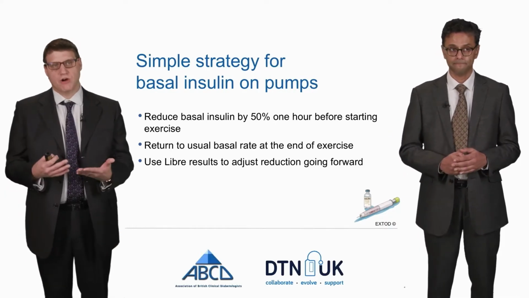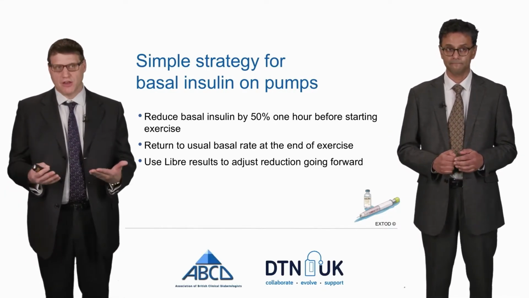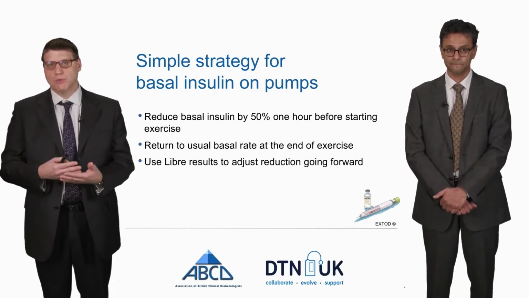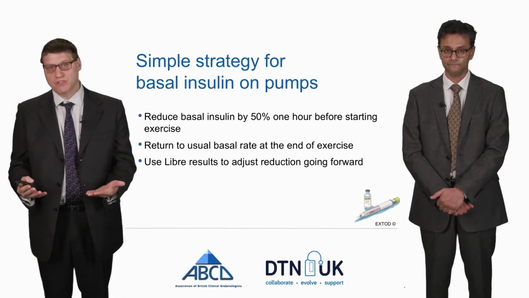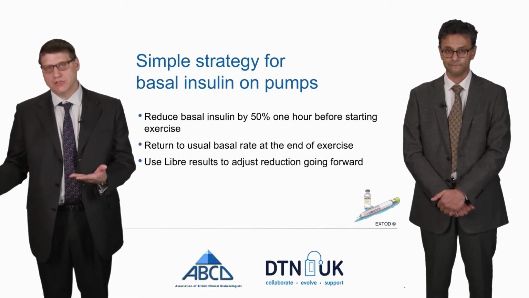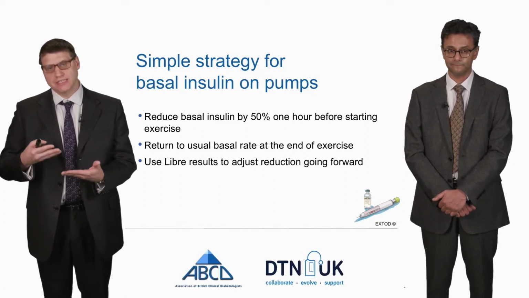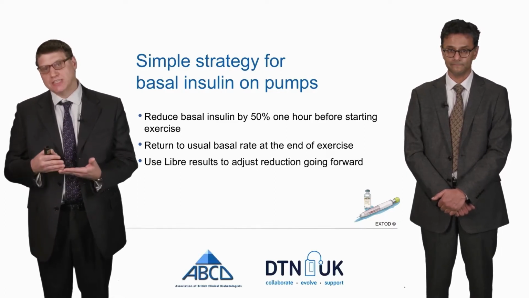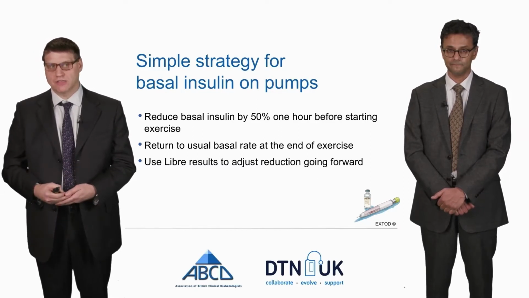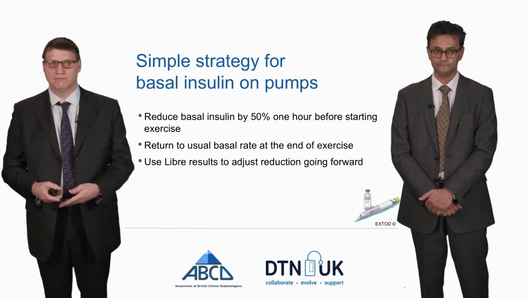So going back to that example, if you were having lunch at 1 o'clock and you knew you were going to exercise at 4 o'clock, what we'd say to you is that you take your normal bolus of insulin, and then at 3 o'clock, an hour before the exercise, you would change your background rate down by 50%. It would stay there for an hour, then stay there for the exercise and remain after the exercise, and then stop after the exercise.